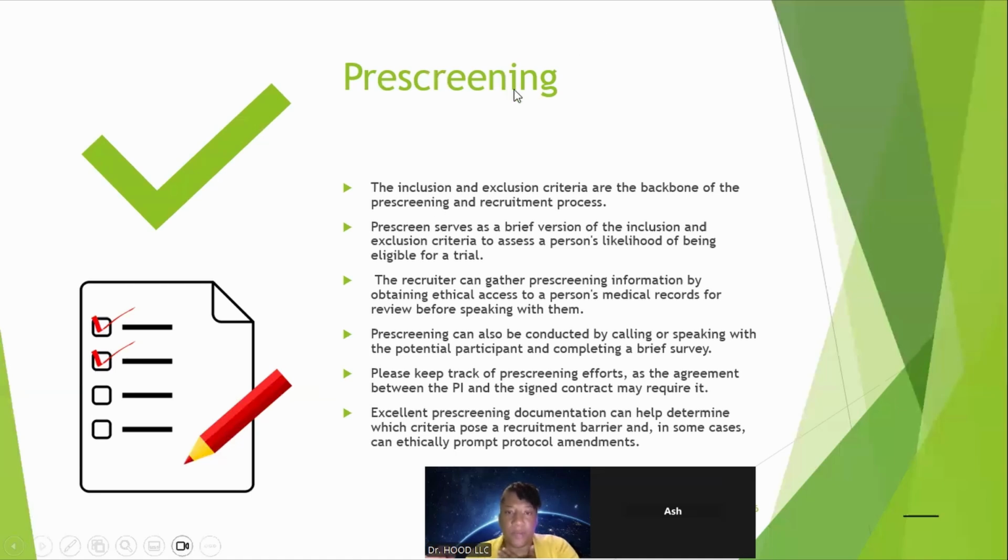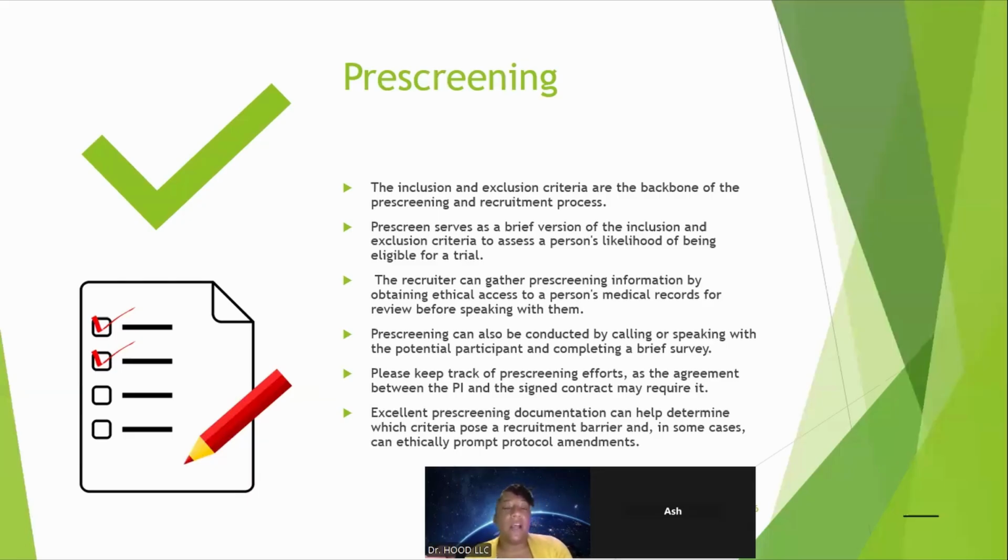So, pre-screening, the inclusion and exclusion criteria are the backbone of the pre-screening and recruitment process. Pre-screening serves as a brief version of the inclusion and exclusion criteria to assess a person's likelihood of being eligible for a trial. The recruiter can gather pre-screening information by obtaining ethical access to a person's medical records for review before speaking to them. Pre-screening can also be conducted by calling or speaking to a potential participant and completing a brief survey. Please keep track of pre-screening efforts, as the agreement between the PI and the signed contract may require it.